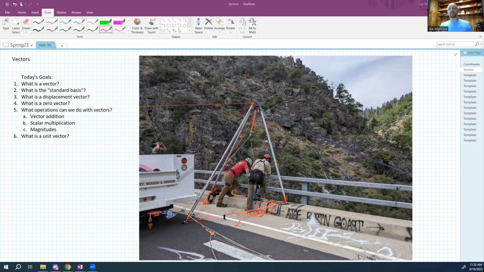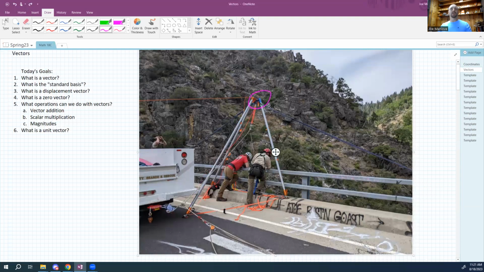I want to start today though with what's the use of a vector. Looking at this picture here, we can see that there's a bunch of complicated stuff going on. This picture is of a big gray tripod here in the center. There's the top, we've got a supporting leg here, there's another one in the back, and there's one down the front, right? So that's the tripod I'm talking about.